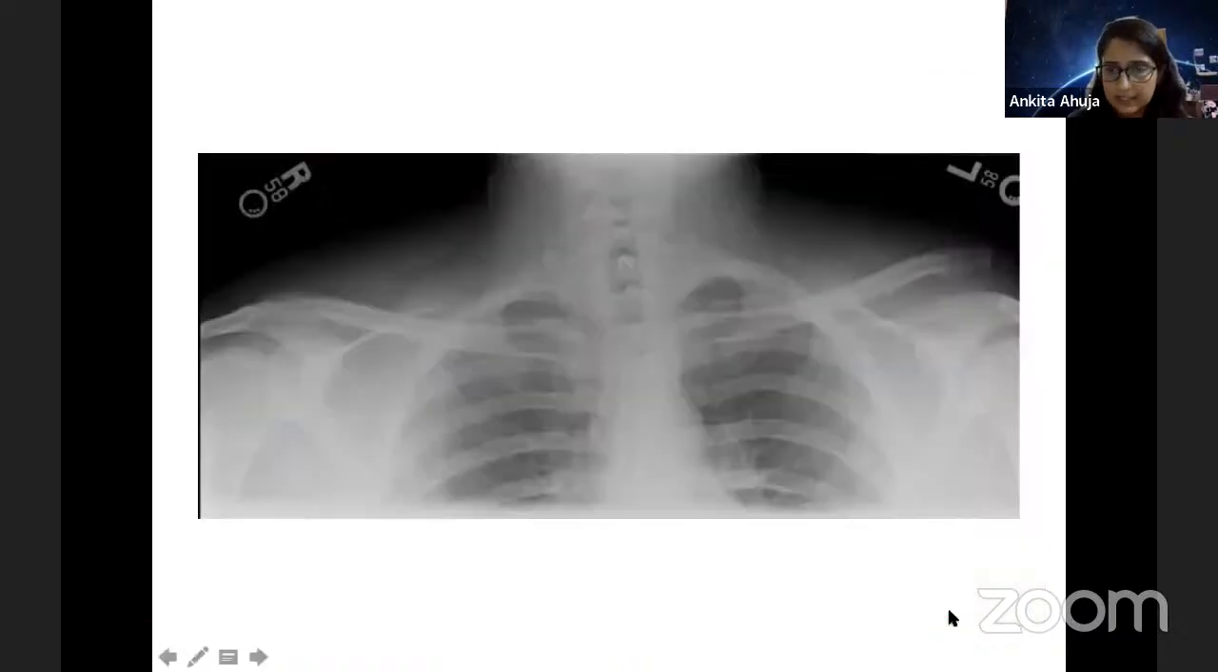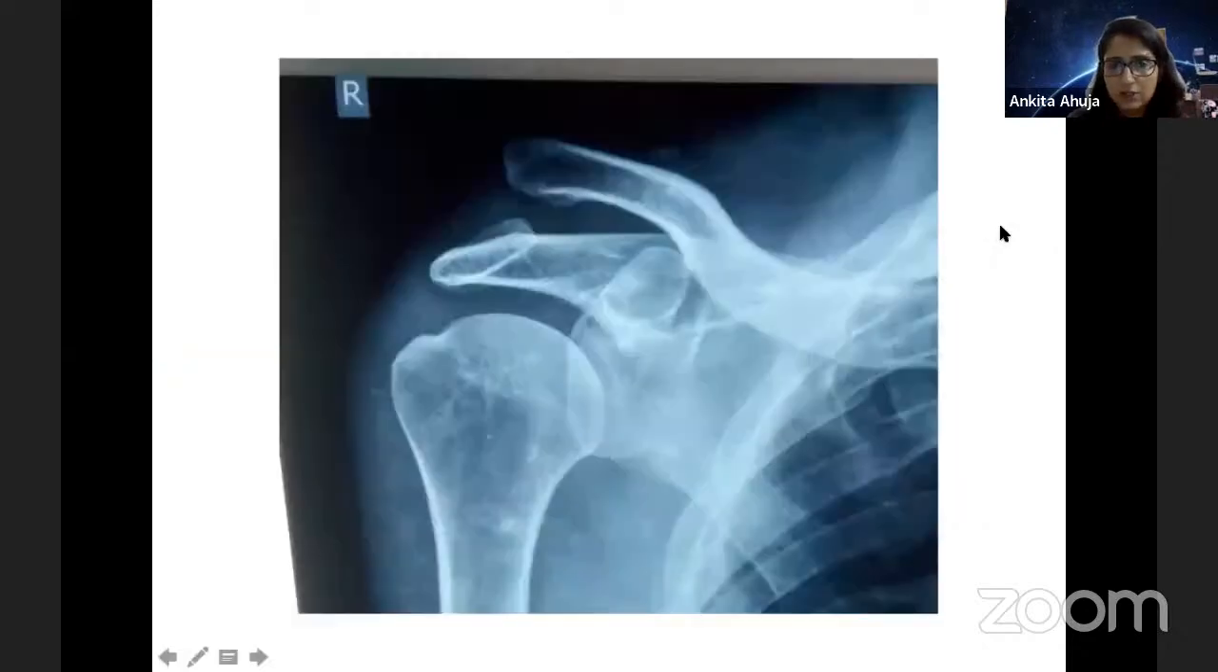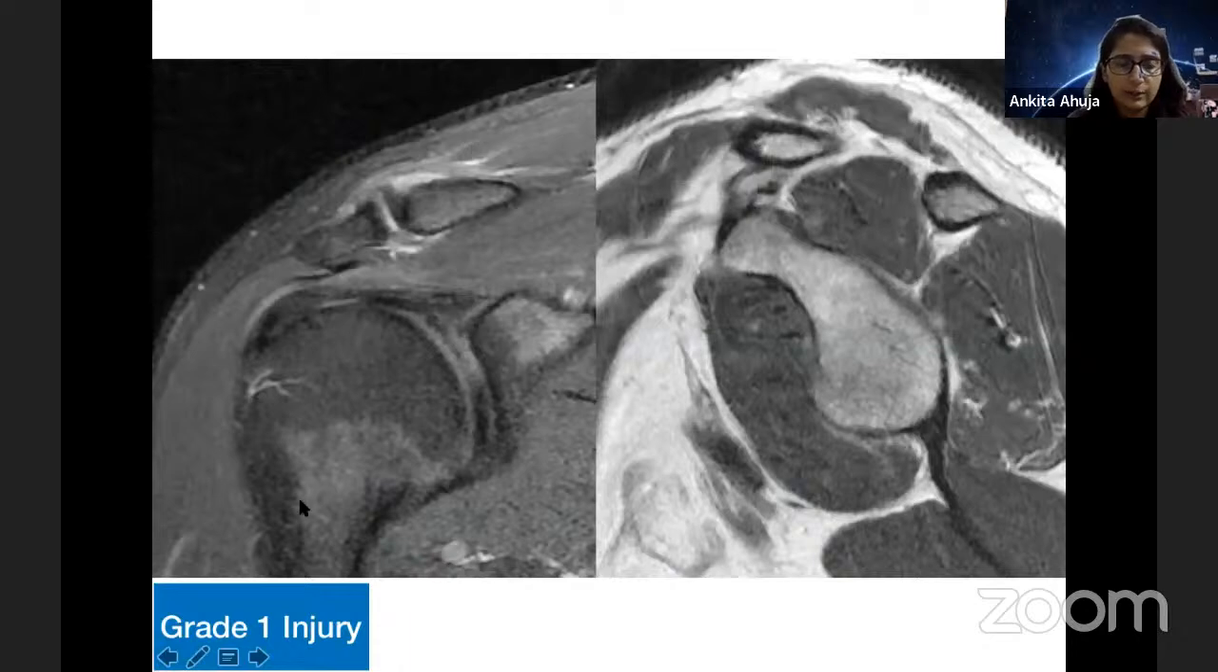So let's see a few examples. This is a load-bearing radiograph which was obtained, and here you can see your acromioclavicular joint is normal. And because of load bearing, you can see that there is subluxation or dislocation of the acromioclavicular joint. This is a radiograph without weight bearing, and because it was pretty obvious, you could see the acromioclavicular injury over here. Now moving on to the MRI, how do you appreciate it on the MRI.